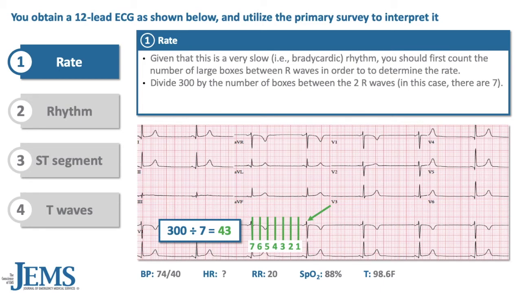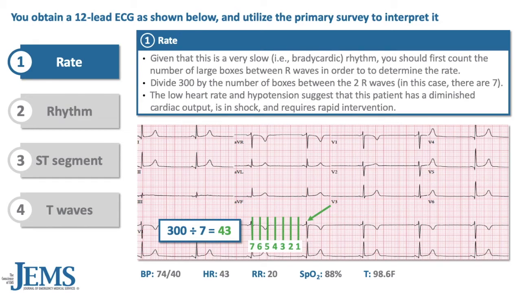Now, to say whether this patient is stable or unstable, we need to look at this rate along with the other components of a complete set of vital signs. So we already determined that the patient's heart rate is 43. We now find her to have a blood pressure of 74/40, a respiratory rate of 20, an SpO2 of 88%, and a temperature of 98.6 degrees Fahrenheit. So given the fact that this patient is hypotensive with signs of shock, hypoxia, and altered mental status, this patient is definitely unstable with this rate.